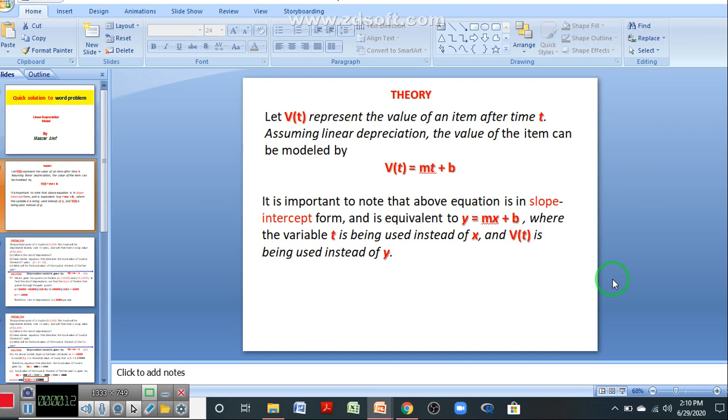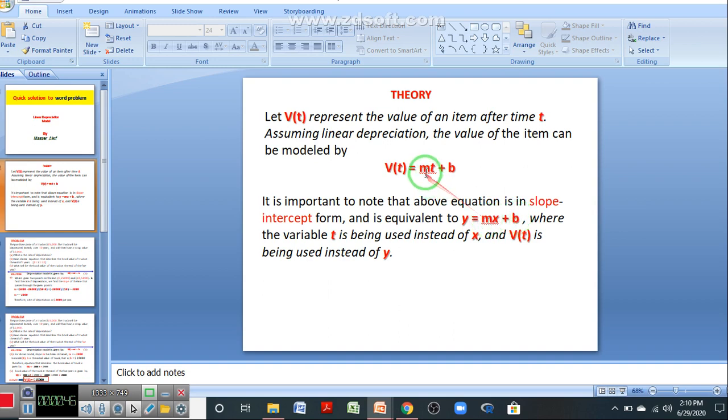What is the theory? Let Vt represent the value of an item or any object or any machine after time t. Assuming linear depreciation, the value of the item can be modeled by Vt equals m times t plus b. This model is similar to the slope-intercept form equation. It is important to note that the above equation is in slope-intercept form and is equivalent to y equals m times x plus b. So b is the y-intercept, m is the slope.